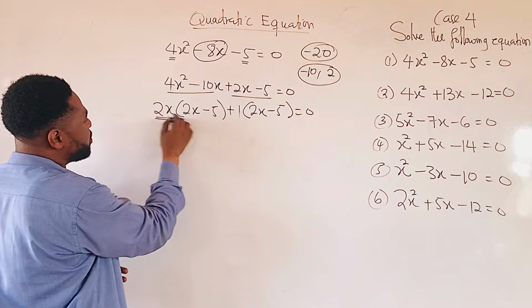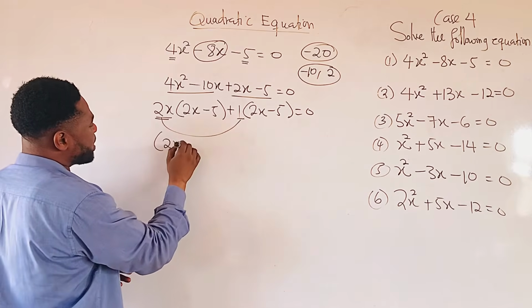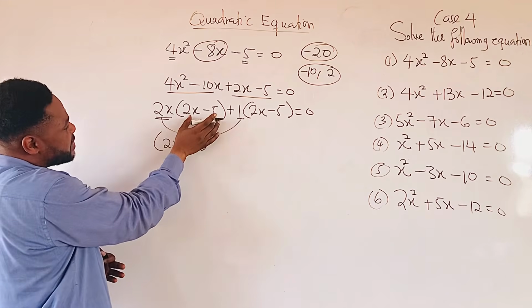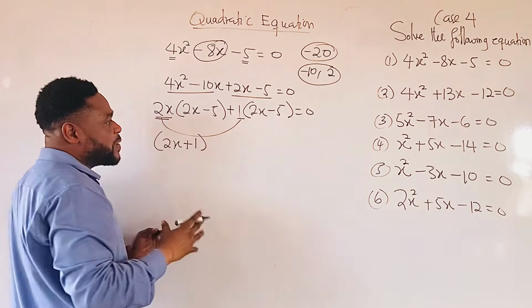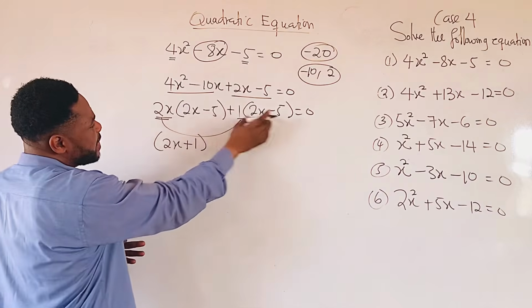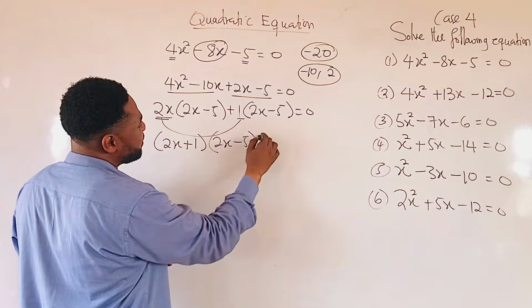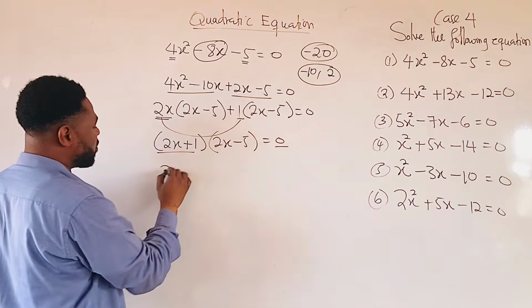Now, we group those outside the bracket, all right? And we are going to have 2x plus 1. Now, all the time, make sure that what is in the bracket here is the same as what is here. If you tap it that way, then it means what you are doing is correct. Now, since this and that are the same, we bring only 1. So 2x minus 5 equal to 0. We pick this, we equate it to 0, then we solve for x.